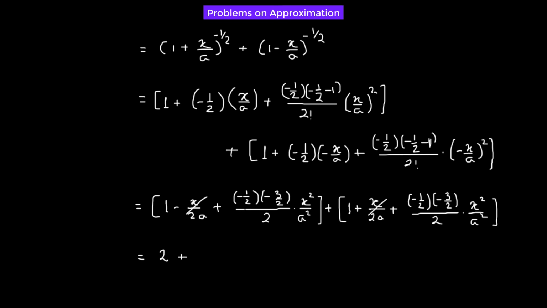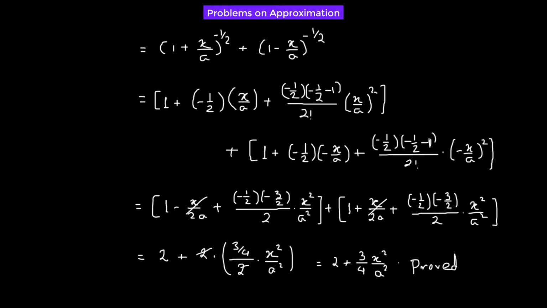plus, so 2 times negative half times negative 3 over 2 will give us 3 over 4 divided by 2 times x squared over a squared. So this 2 is coming because we have added the two like terms. So we can get rid of the 2, and it leaves us with 2 plus 3 over 4 x squared over a squared, and that is the required proof. So this was what we had to check.